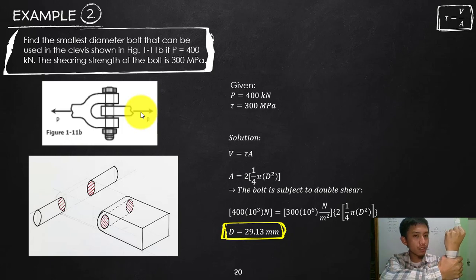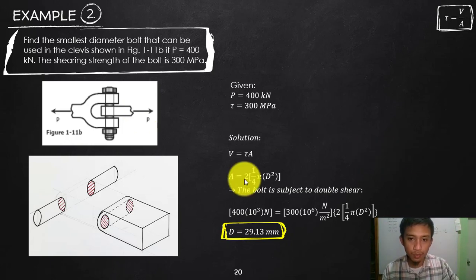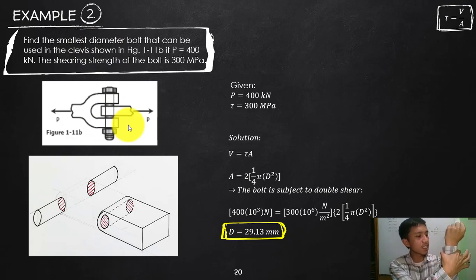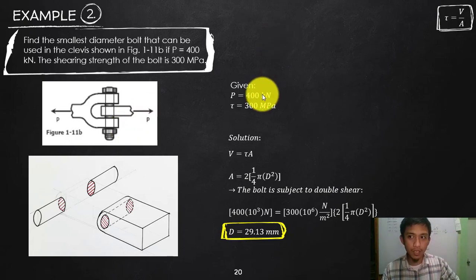So the question there, if you look at our solution, we have problem 2. In our solution, what we're trying to figure out is the smallest diameter. What we are trying to figure out is the diameter of this bolt that will hold that force P, given that force P is 400 kilonewtons. What diameter will be able to hold that force P? So we are referring here to the area.